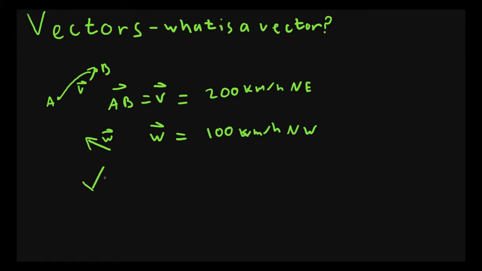So this would be v, w. This way right here would be considered tail to tail. We could say that we went vector v, then vector w, and that would be arranging it head to tail, like that.